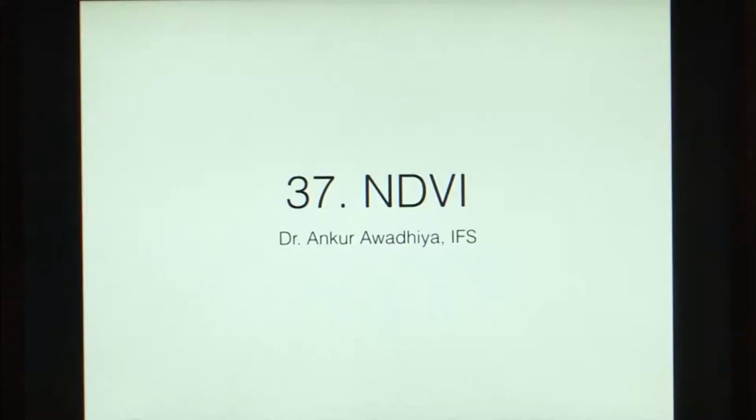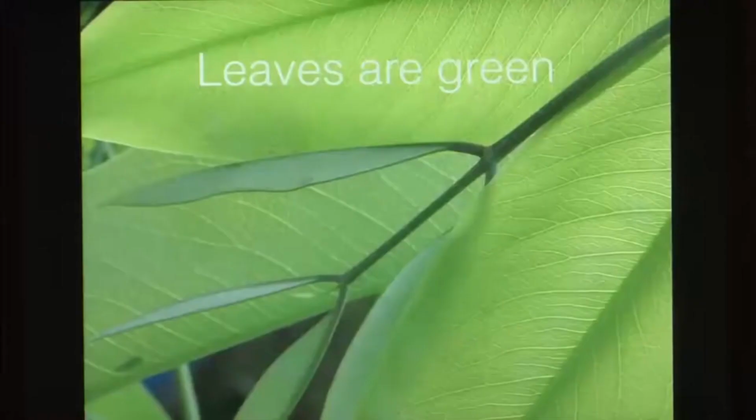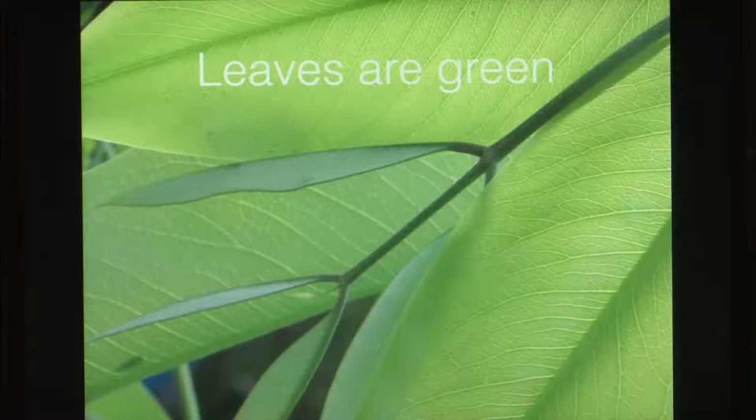Namaste. In today's session, we will have a look at NDVI, which stands for Normalized Difference Vegetation Index. As we can see in this slide, leaves are green in color. This is because they absorb the red and blue ends of the visible spectrum and reflect the middle green portion. So, can we use these spectral qualities to remotely discern information about our forests?